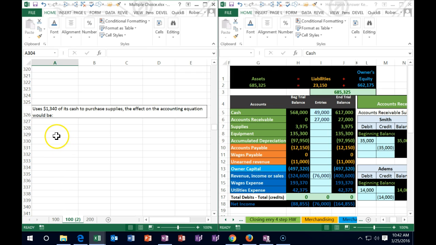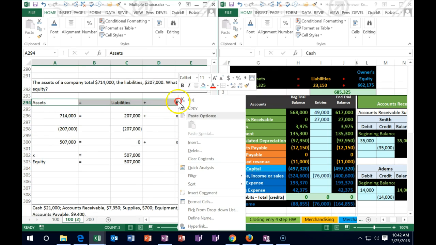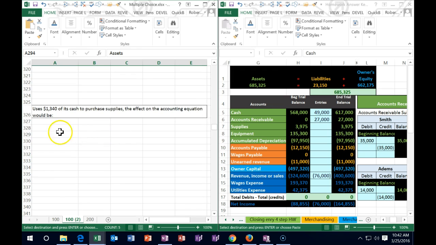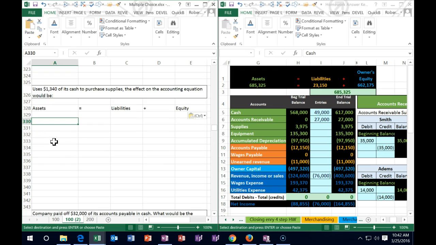We used 1,340 of cash to purchase supplies. What would be the effect on the accounting equation? So I'm going to take our accounting equation up here again, and we're going to try to record this transaction and see what happens to the accounting equation. If we used cash, we know that cash is an asset, where our handy dandy trial balance over here will tell us that. Cash went down, so the asset went down by 1,340. And we purchased supplies. Supplies are also up here in the asset section.